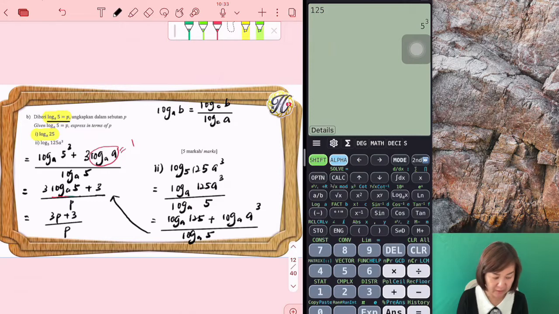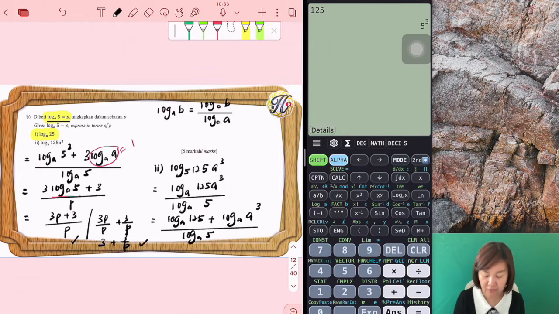Okay, so you can leave your answer in this way. Okay, or you can split it into 2. If you split it into 2 means that you're not in single fractions. You can mean that 3P over P plus 3 over P, right? Okay, so you can get the answer which is equal to 3 plus 3 over P. So it is correct. This is correct. It is considered equivalent. Either you are in single fractions or you write it into both.